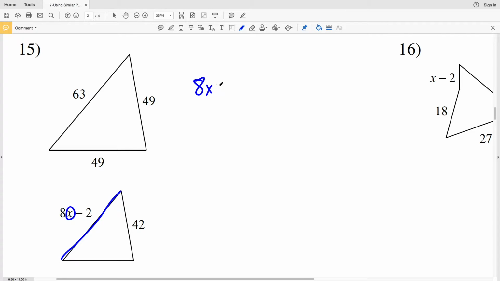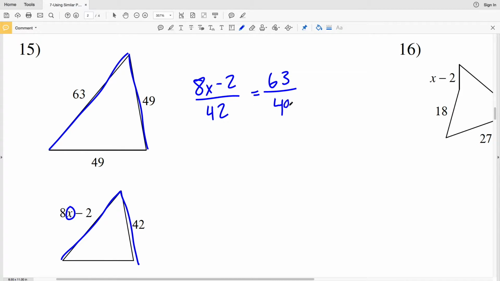So 8x minus 2 over this side 42 is going to be proportional to the corresponding side 63 over the corresponding side of 42, which is 49. Now I'm going to cross multiply. So I'll have 8x minus 2 times 49 equal to 42 times 63. I'll need to distribute the 49 to the 8x and to the 2 with subtraction in between.